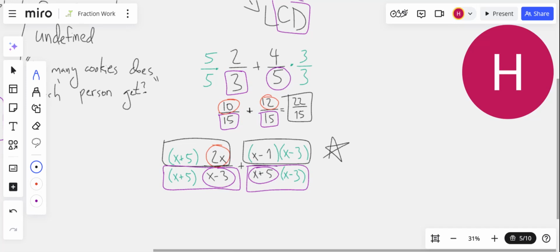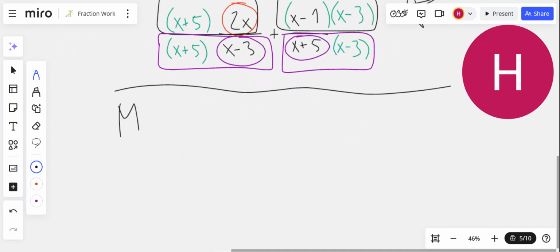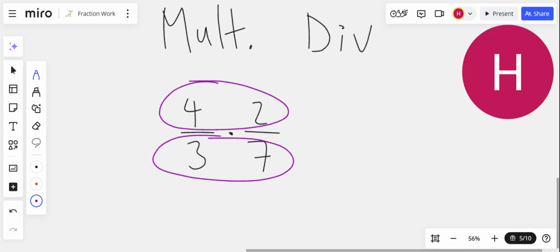Now let's talk about the easier operations, which are multiplication and division. Multiplication and division are easier because you don't need to have a common denominator for this. So multiplying would look something like 4 over 3 times 2 over 7. We have a fraction multiplied by a fraction. And now it doesn't really matter if we have the same number of people, because we're not trying to add the cookies together. We're trying to actually combine the number of groups that we have. And therefore we can group together the number of cookies and the number of people separately.